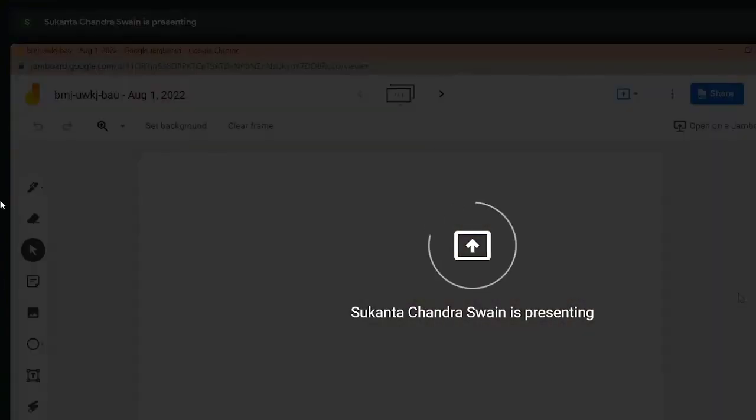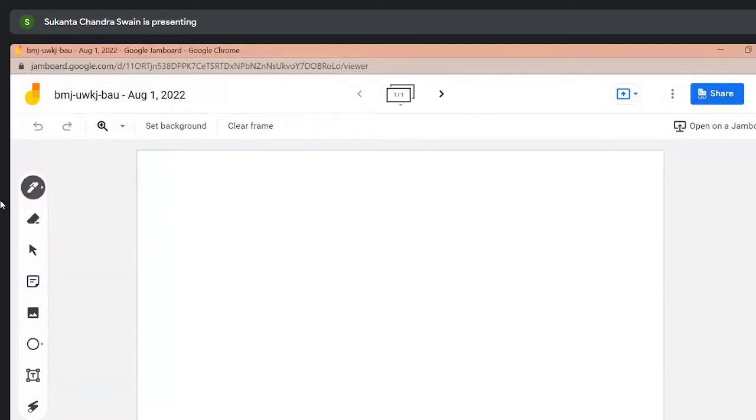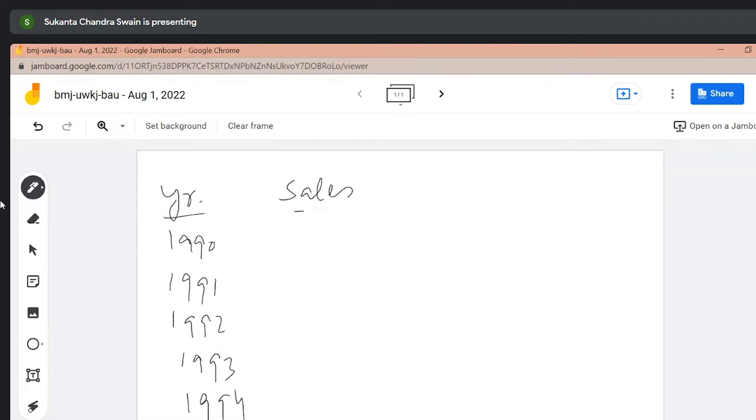Suppose the year is given like this, 1990, and sales is given. I'm taking small values so that we can do it easily: 1, 2, 3. The data given to us is about sales volume of a particular product in a company for 5 years. So it is time series data where two variables are there. Year is one variable, sales is another variable.